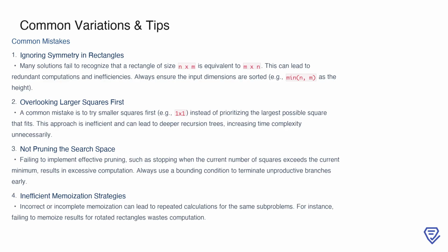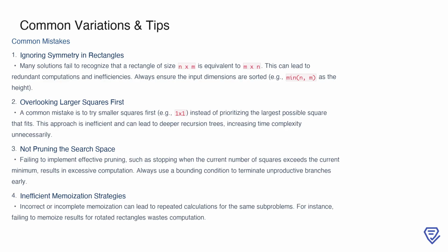To avoid this, always sort the input dimensions so that the smaller value is treated as the height. This simplifies the logic and reduces unnecessary calculations. Next, it's important to focus on placing the largest possible square first. Some solutions mistakenly try smaller squares, like 1x1, early on, which leads to deeper recursion trees and more computational overhead. Placing the largest square first ensures you cover more area in fewer steps.